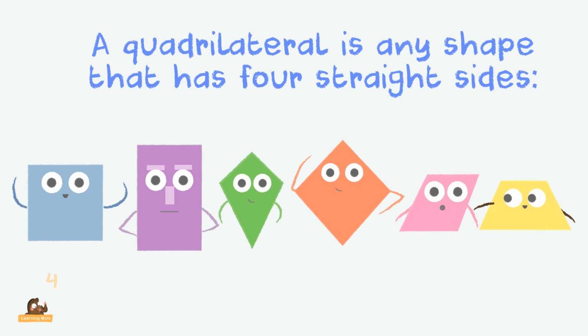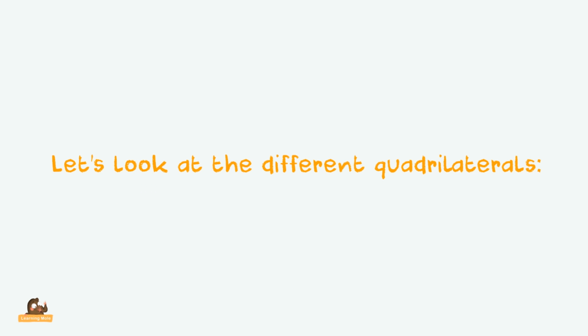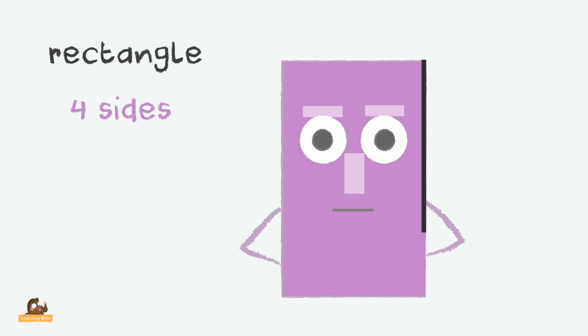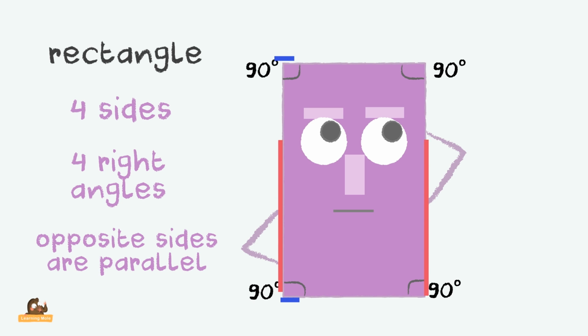You have 4 straight sides, 4 corners or vertices, and 4 angles. It adds up to 360 degrees. Let's look at the different quadrilaterals. Rectangle. A rectangle is a 4-sided shape with 4 right angles, also opposite sides are parallel and of equal length.